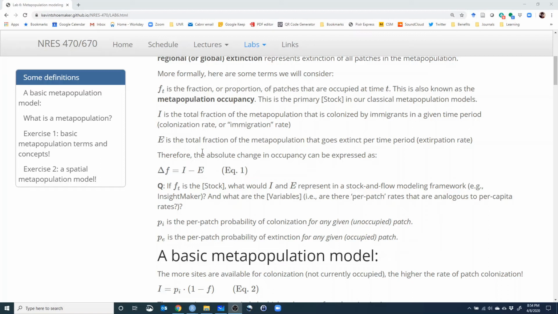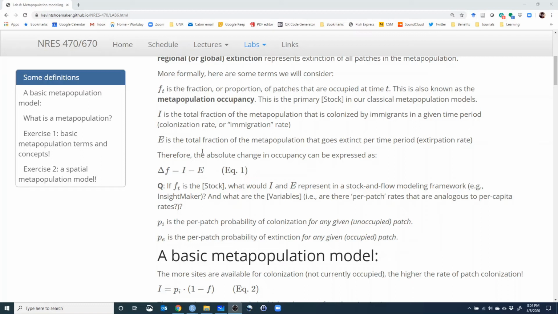what are the flows? Well, the flows are I, which is the total fraction of the metapopulation that's colonized by immigrants in a given time period. So the total fraction of the metapopulation that becomes colonized in a given time period. That's called the colonization rate, or the reason it's an I, and Gotelli uses I, is it can be called immigration rate.